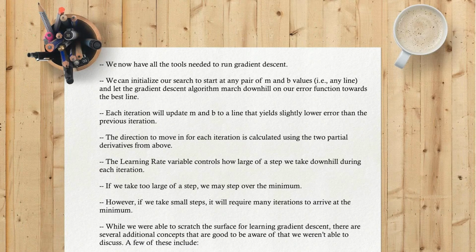The learning rate variable controls how large of a step we take downhill during each iteration. If we take too large of a step, we may step over the minimum. However, if we take small steps, it will require many iterations to arrive at the minimum.